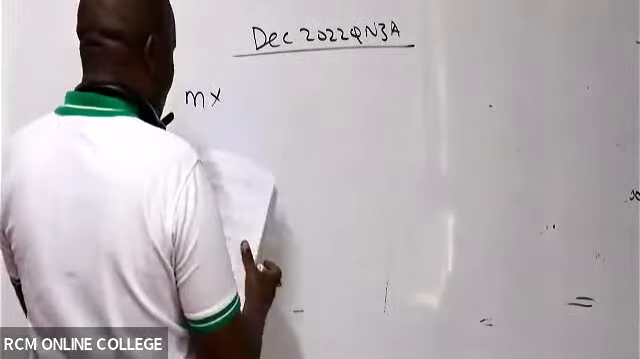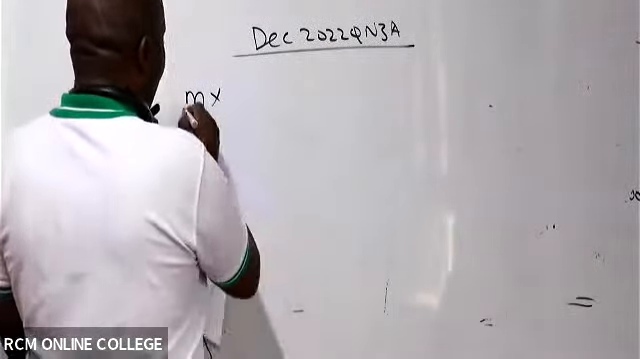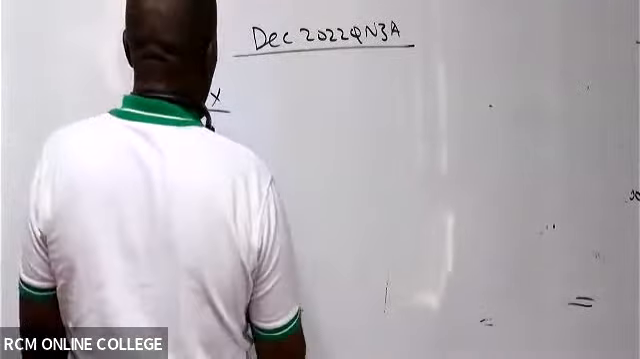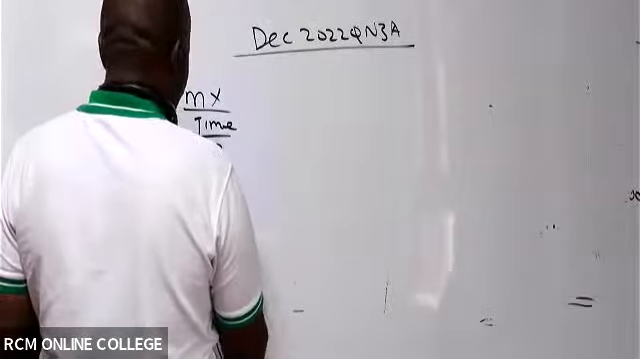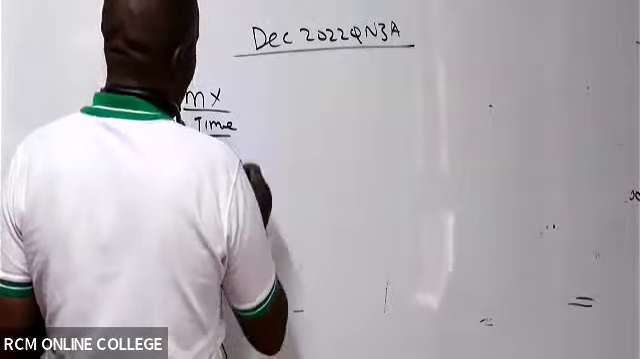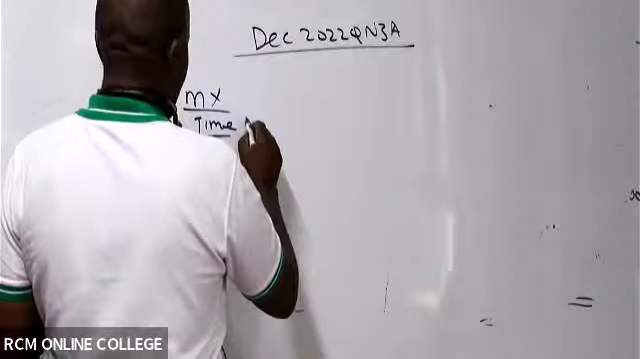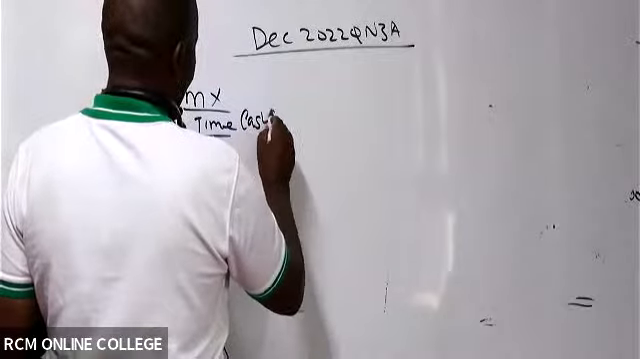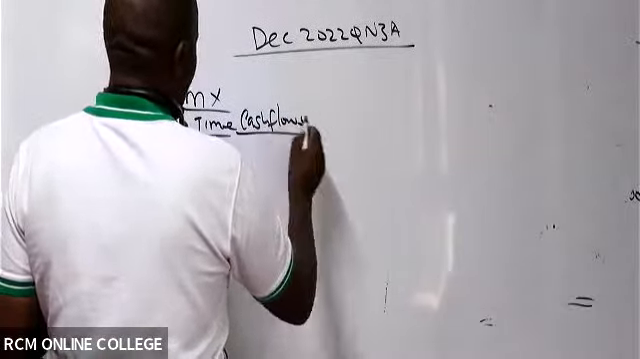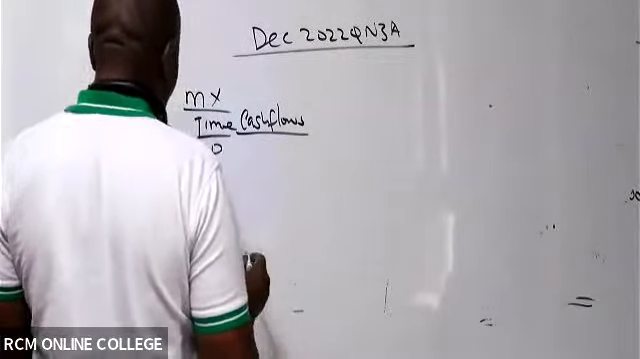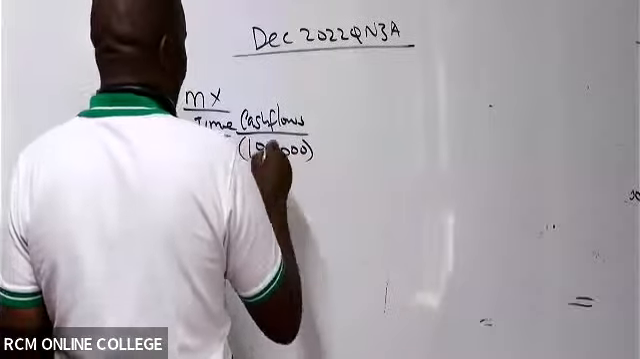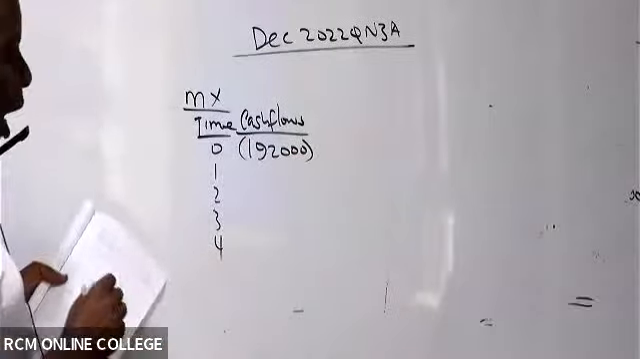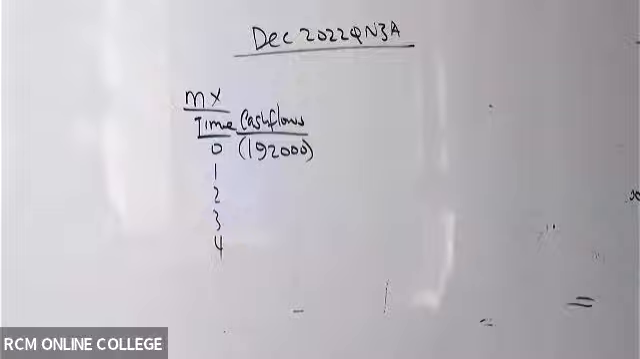This examiner loves you people because you can see project MX, he has given us already, we have time, 0, 1, 2, 3, 4. And then he has given us cash flows. So cash flow at time 0, 192,000. This is an outflow. Time 0 is now 192,000.